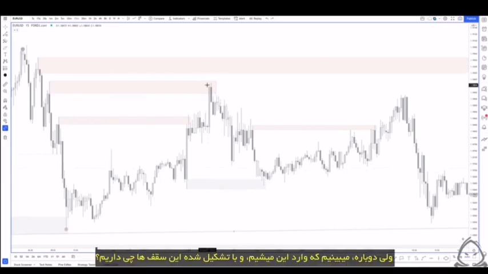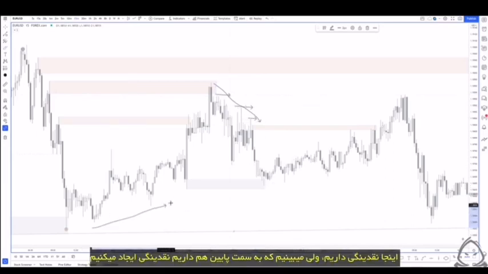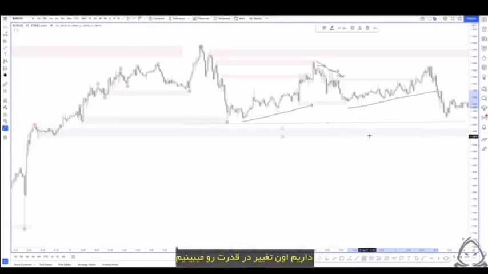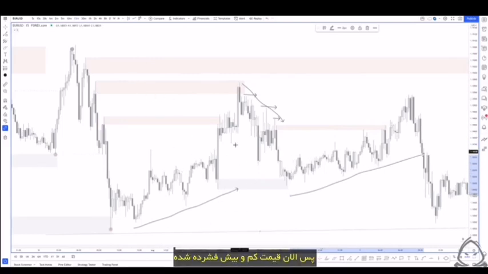But again, what we can see is we tap into this, and what are we creating with all of these highs right here? We're creating liquidity. What we can also start to see is we're starting to create liquidity to the downside. We're starting to see that shift in momentum. We're starting to see supply being respected. Demand is also being respected. So right now, price is more or less being squeezed.